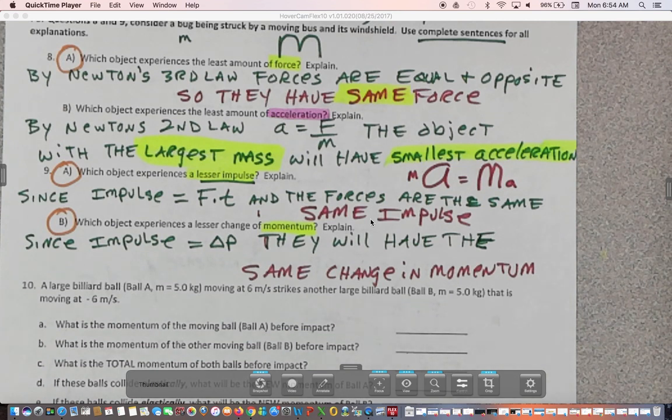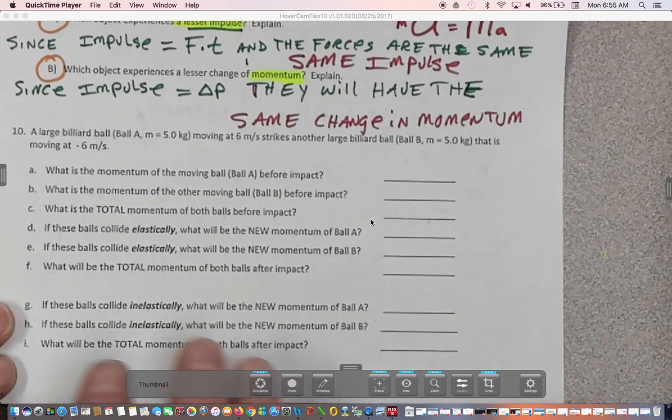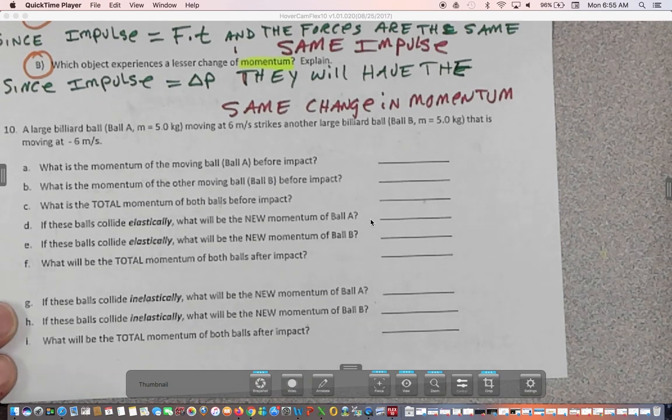So I'll leave that up there a few more seconds, and like I said, you get no credit for this if this is not written out as I have written it out. Last but not least are these questions down here. I'm assuming you're keeping up.